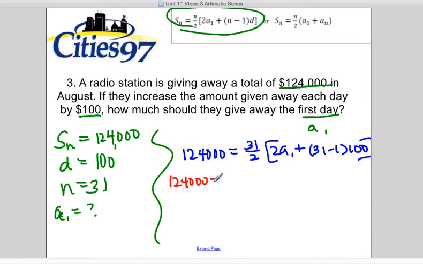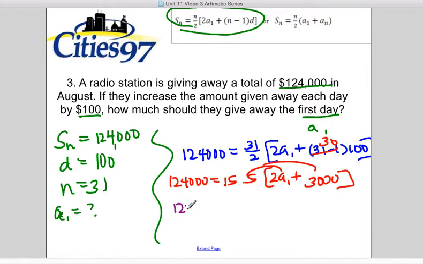124,000 equals 15.5 times 2a sub 1 plus, this is 30. 30 times 100 will give you 3,000. Let's go ahead and distribute that 15.5 again. 15.5 times 3,000 gives you 46,500. Subtract 46,500 from both sides.